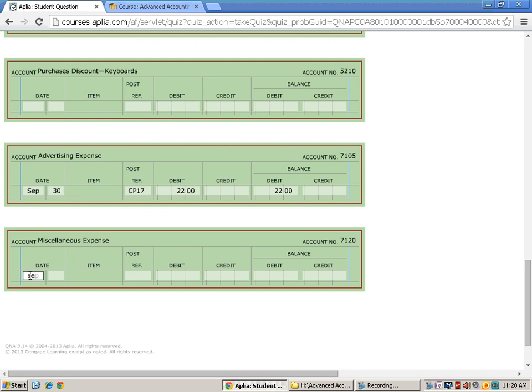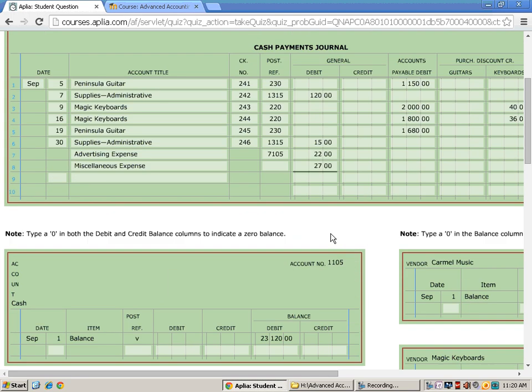Miscellaneous, September 30th. Post-ref is CP17, $27 expense. Our balance is now $27. We put 7120 back up in our journal.